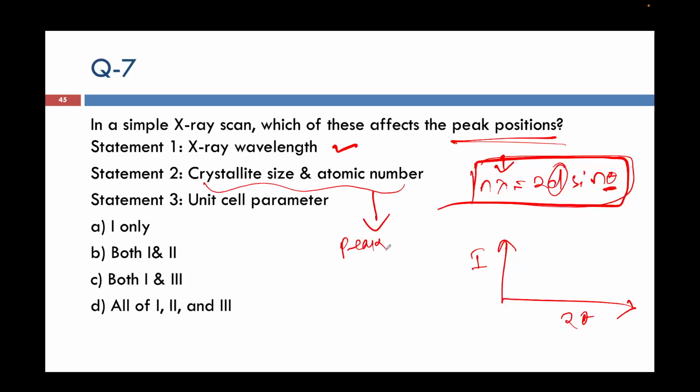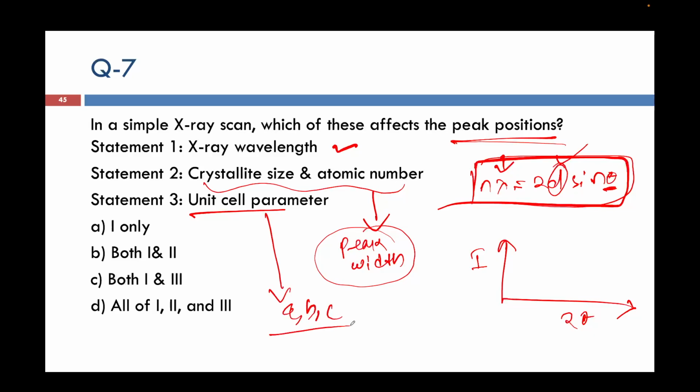One of the major disadvantages that we face while indexing our X-ray diffractogram is peak width. We don't want our peak to be wide, we want it to be as narrow as possible. And unit cell parameter means d. Once we get d, based on the crystallographic orientation, if we know the plane HKL, then we will get the unit cell parameter. These are referring to a, b and c. So which of these, statement 1 and statement 3, which one is this? C.